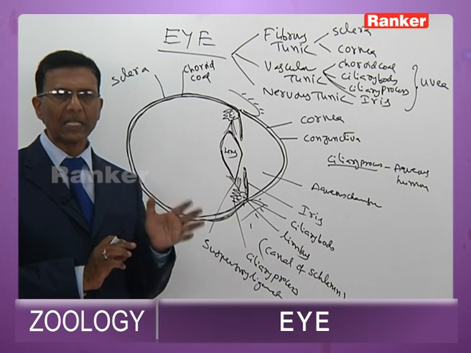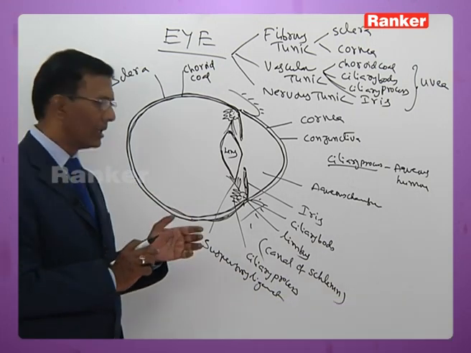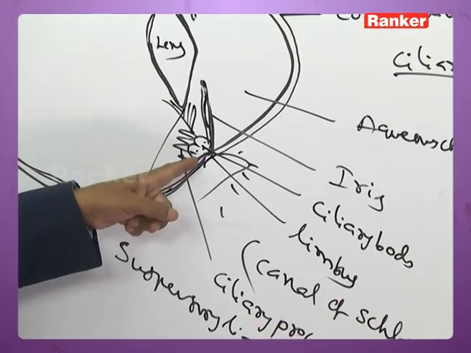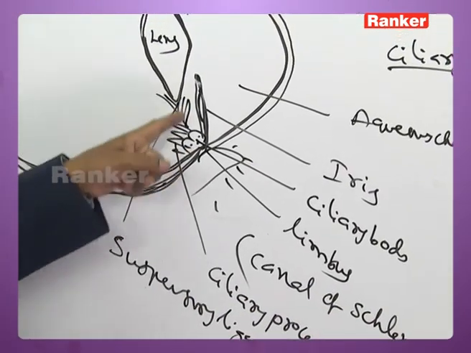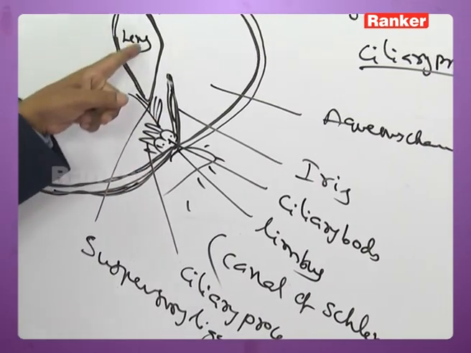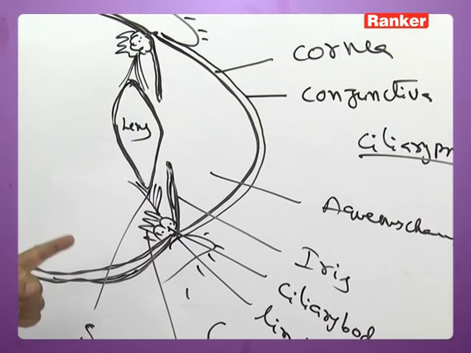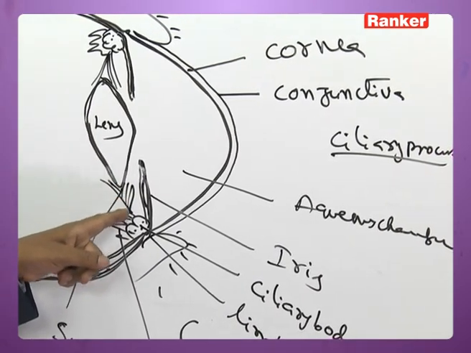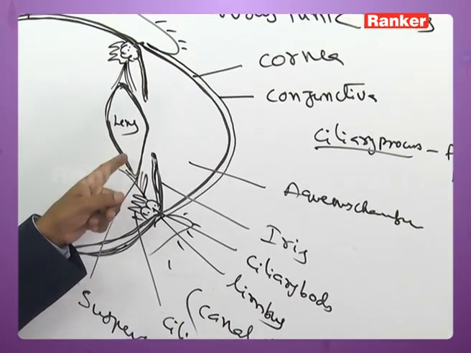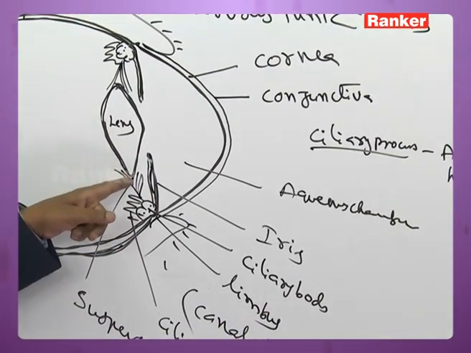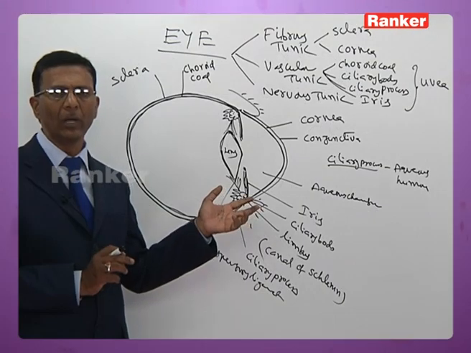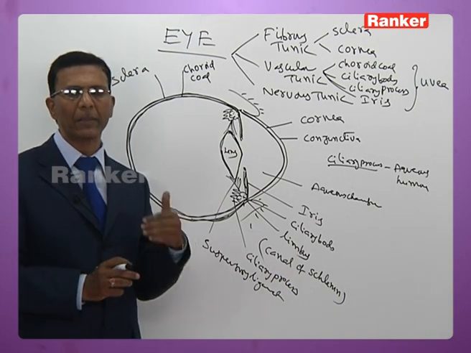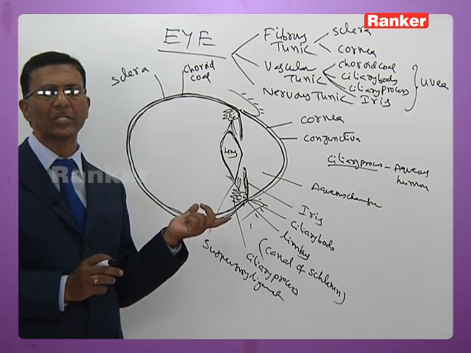Whenever the muscles of the ciliary body contract, the choroid coat is pulled inwards. When the choroid coat is pulled inwards, the lens becomes more convex. I repeat once again, whenever ciliary muscles contract, the choroid coat is pulled inwards. When the choroid coat is pulled inwards, the suspensory ligament becomes more flexible. When the suspensory ligament becomes flexible, the lens becomes more convex. That is, depending upon the distance of the object, the curvature of the lens is changed.